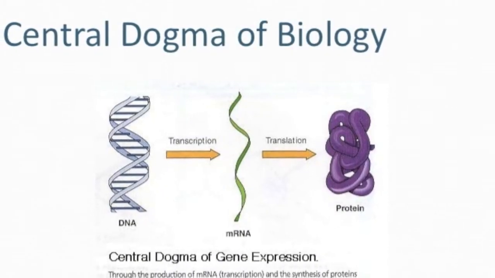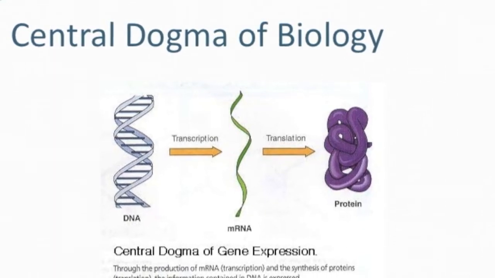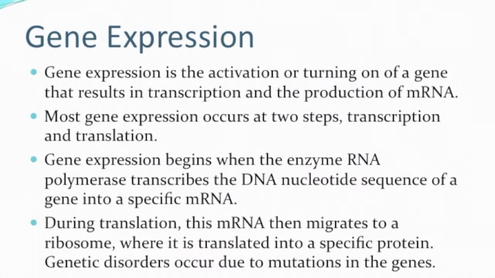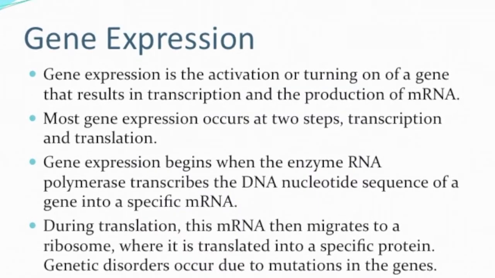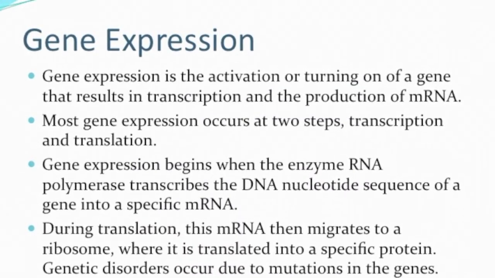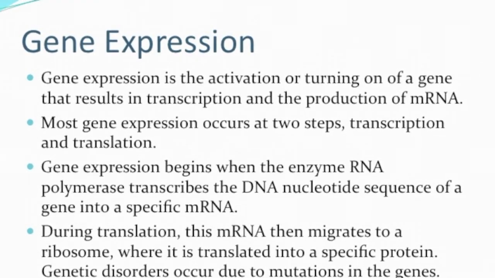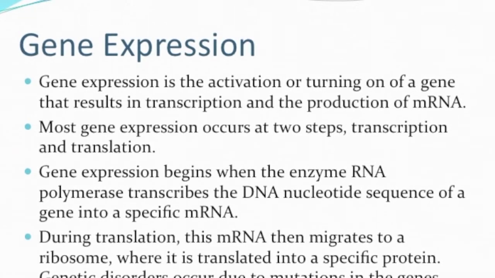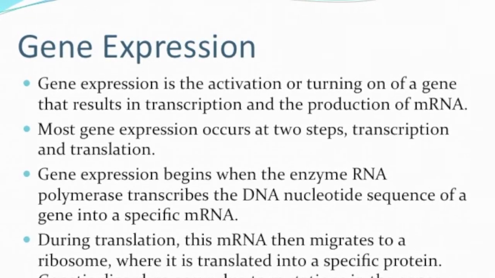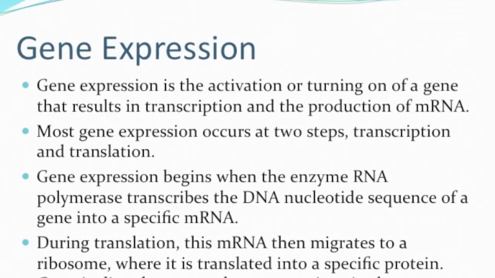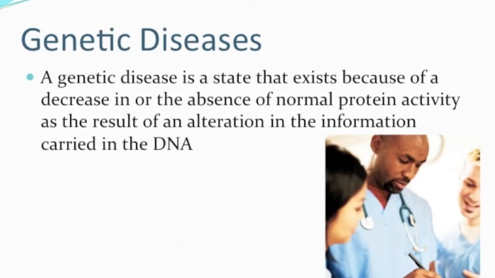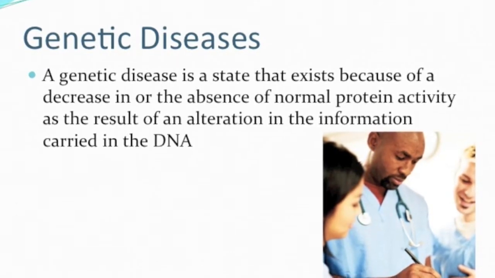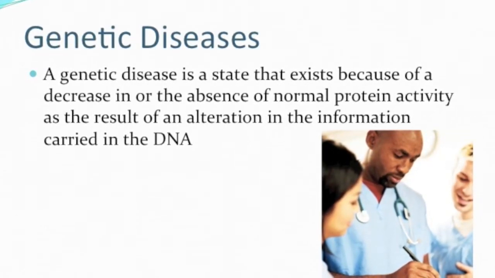This chart shows that the central dogma of biology is also the central dogma of gene expression. Gene expression is the entire process that takes the information contained in genes on DNA and turns that information into proteins. Gene expression occurs in two steps, transcription and translation. A genetic disorder is a disease that is caused by a defect in an individual's DNA, genes, or chromosomes.